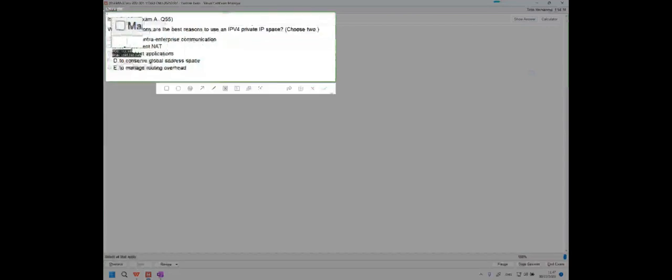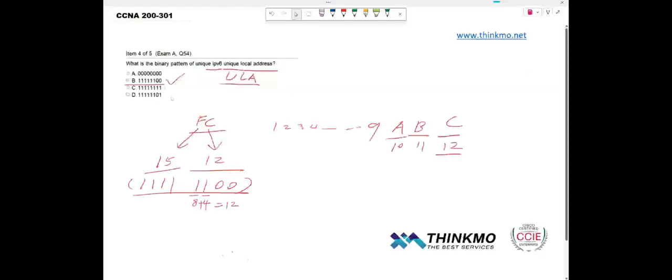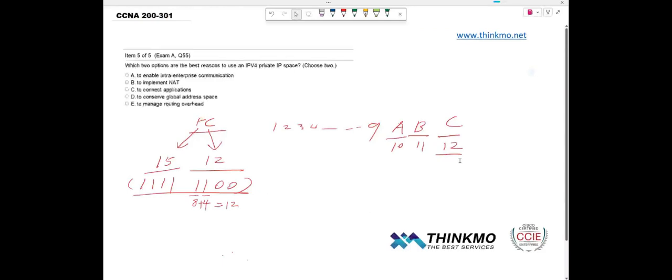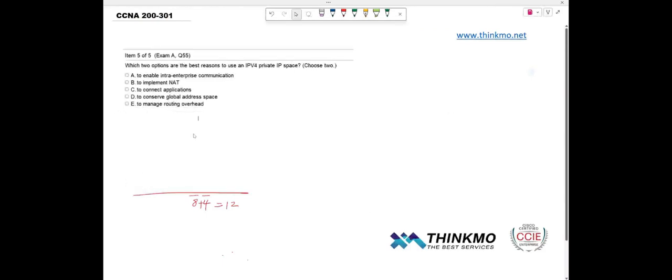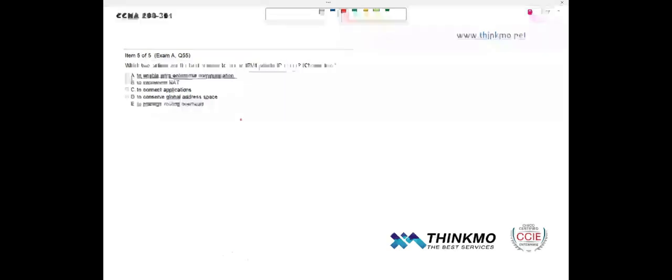All right, the fifth question is also a multiple choice question, asking us to select two correct answers. For this question, it says, the private address of IPv4. What are the two best reasons for using this private address? First, implementing internal communication within the enterprise. This is definitely one. And then implementing NAT, this answer is a bit far-fetched, so it's incorrect.